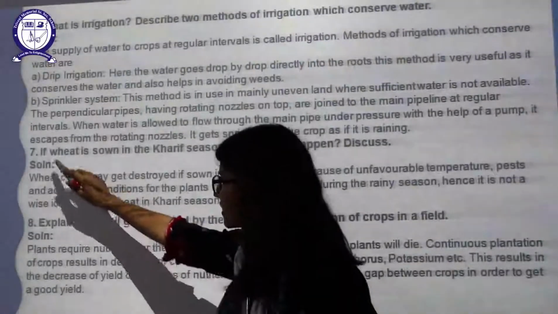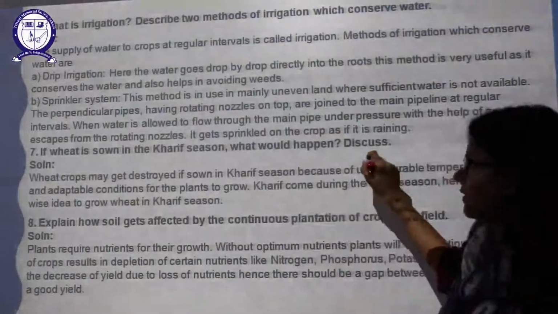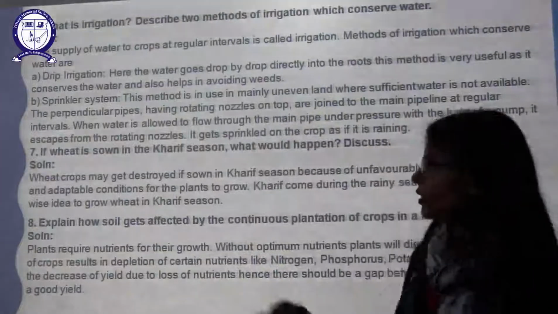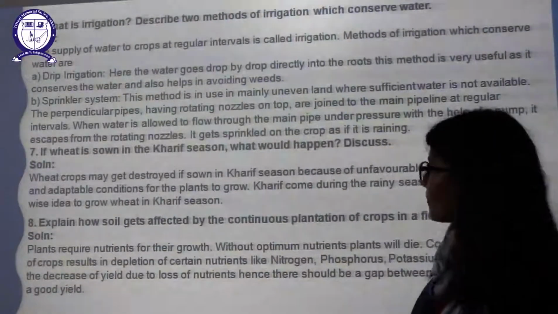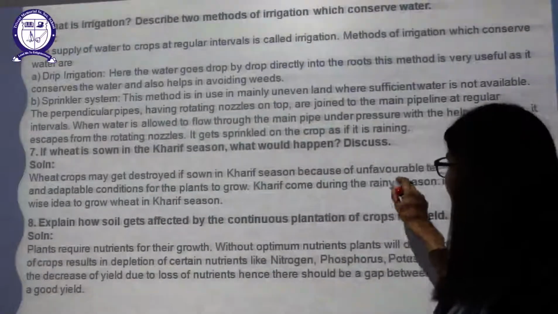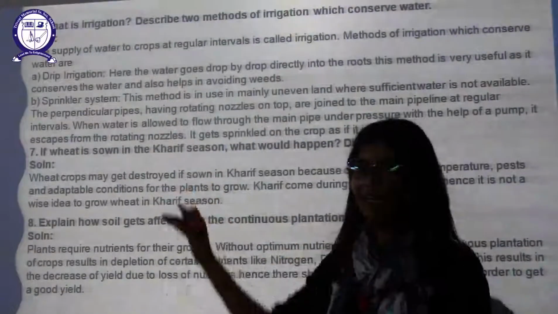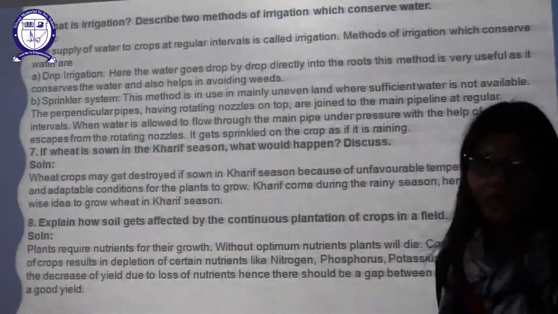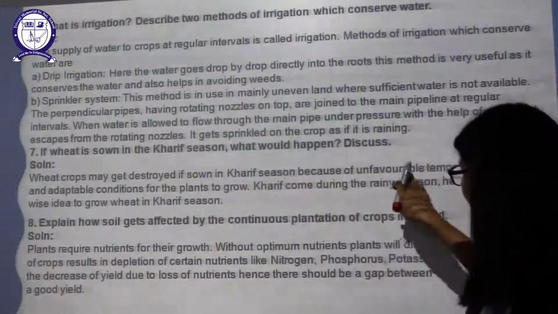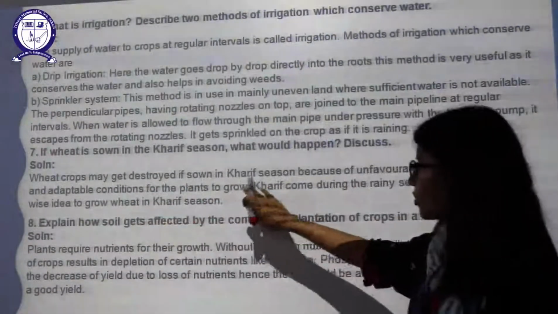The next question asks: if wheat is sown in the kharif season, what would happen? We know that wheat is a rabi crop, but if we sow wheat in kharif, what will happen? It will not grow, it will be destroyed. Why? Because of unfavorable temperature. We just studied that a crop needs to be grown in a proper temperature, in proper soil and a proper season. Otherwise, it will be damaged because of unfavorable temperature, pests and unsuitable conditions for the plant to grow.